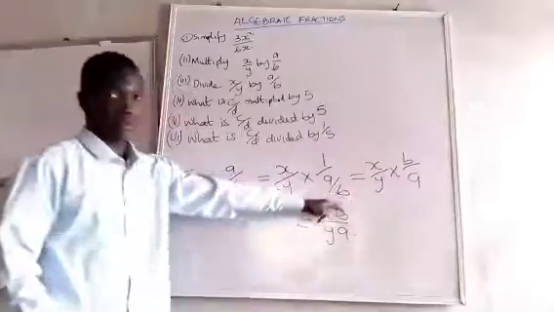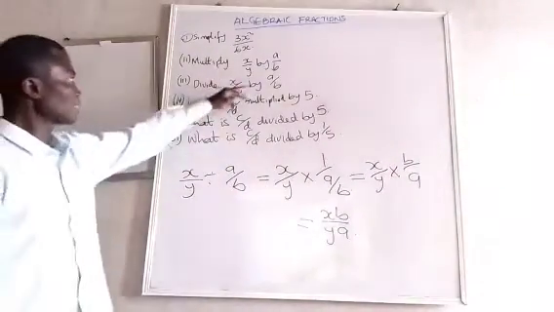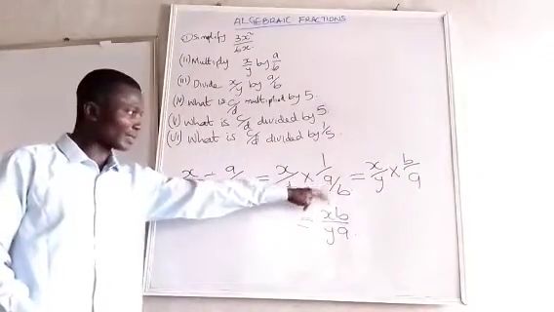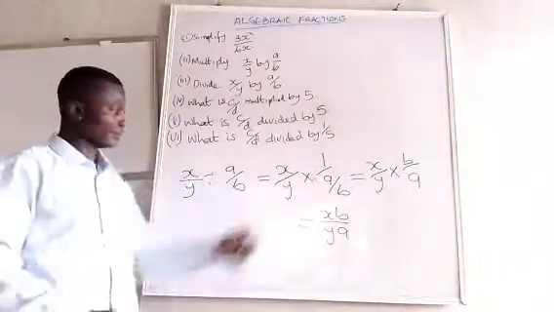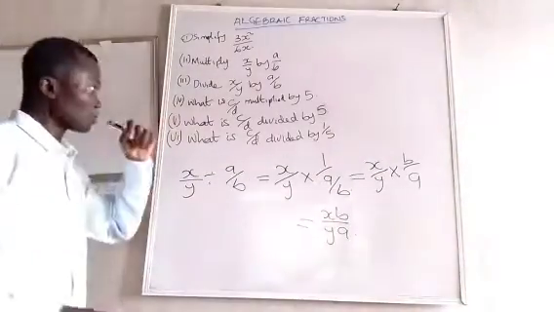So you can see, this one is similar to the third one, but because it is division, you have to turn this one upside down, that is multiplied by the reciprocal. Is that clear? Thank you. So the next one.